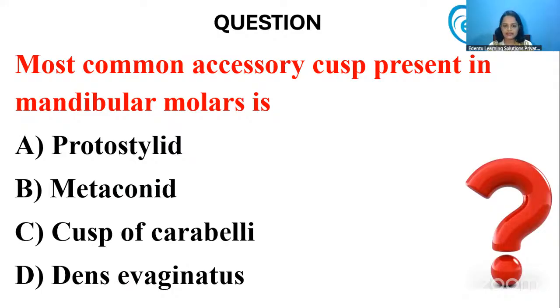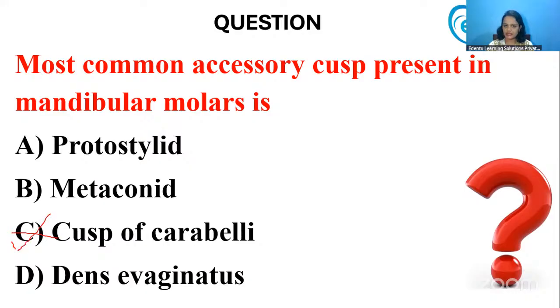Most common accessory cusp that is present in the mandibular molars is. This is also a recent NEET MDS 2025 question. So, which of the following is the most common accessory cusp present in mandibular molars? We all know that the most common accessory cusp present in the maxillary molar is the cusp of Carabelli. So that is ruled out.